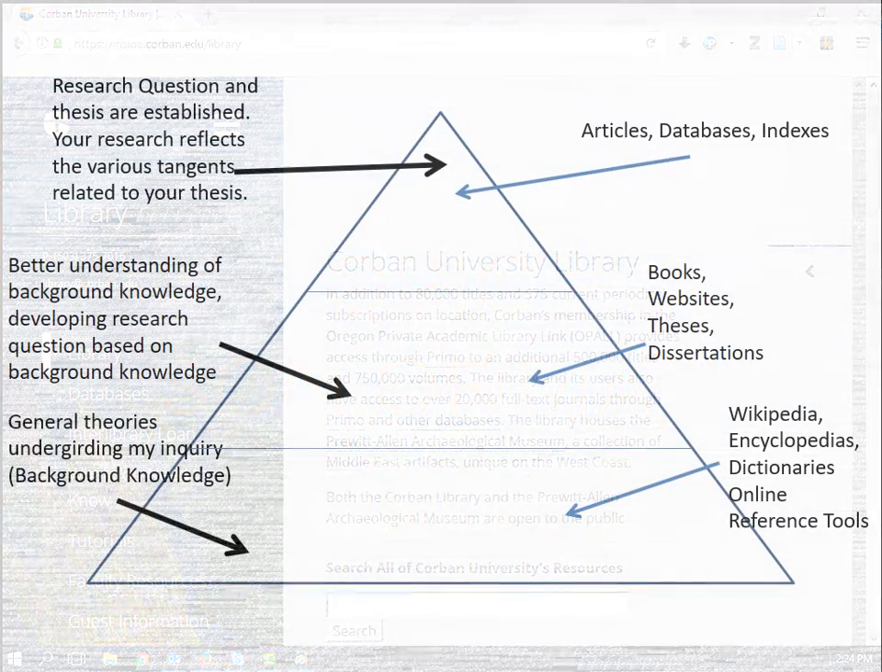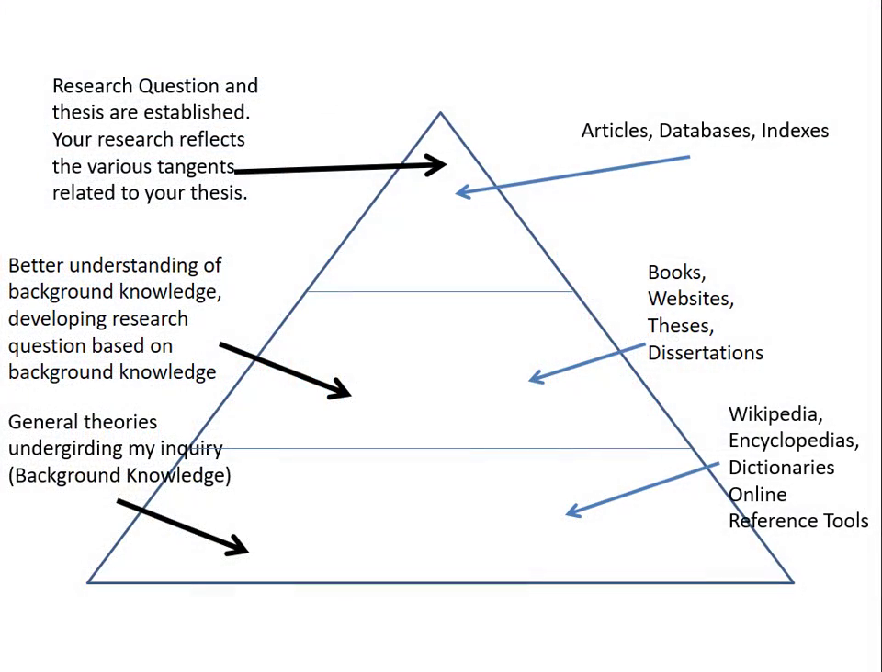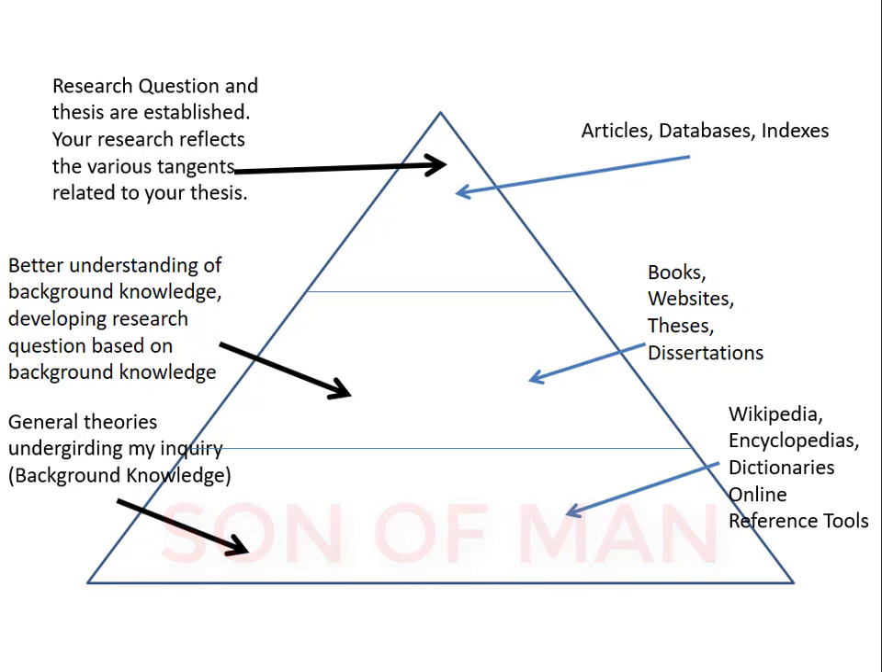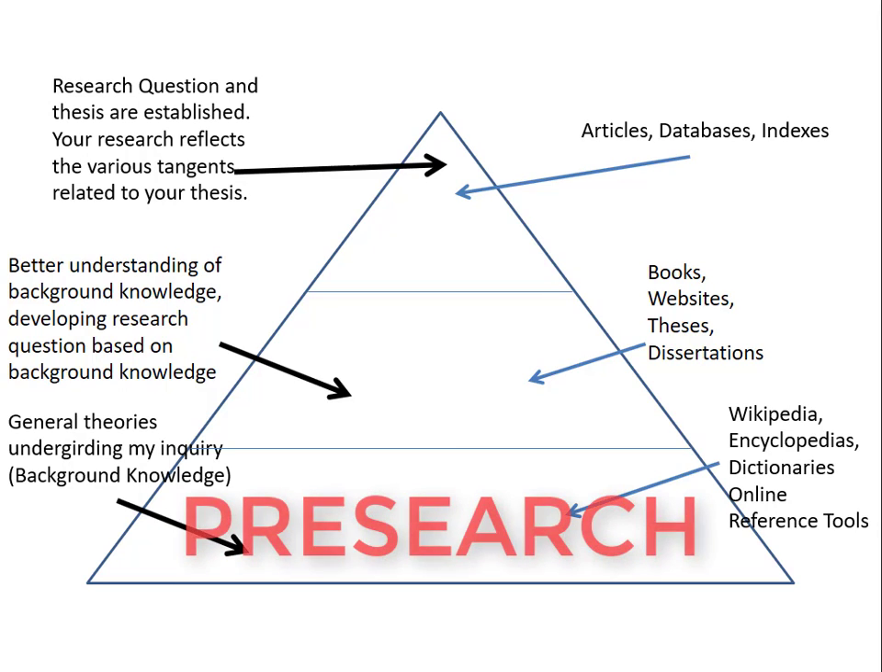Before we go any further, let's look at the research triangle. We are beginning at the bottom of the research triangle. Even though we have it narrowed down to a topic like the Son of Man, we still have a fairly broad topic. We need to do a little bit of pre-search to narrow down our initial topic.